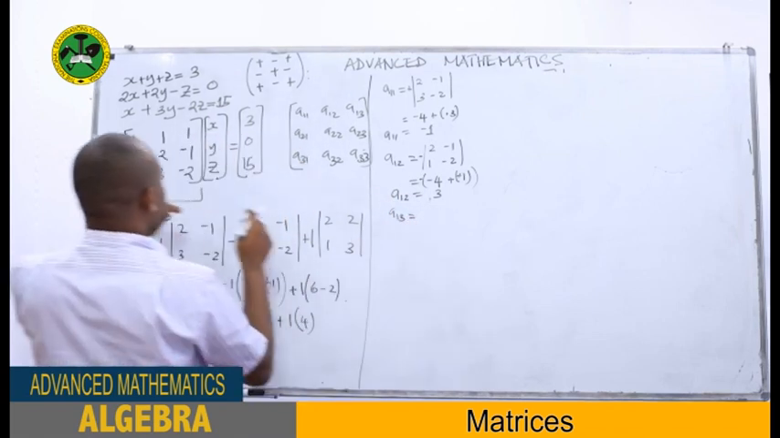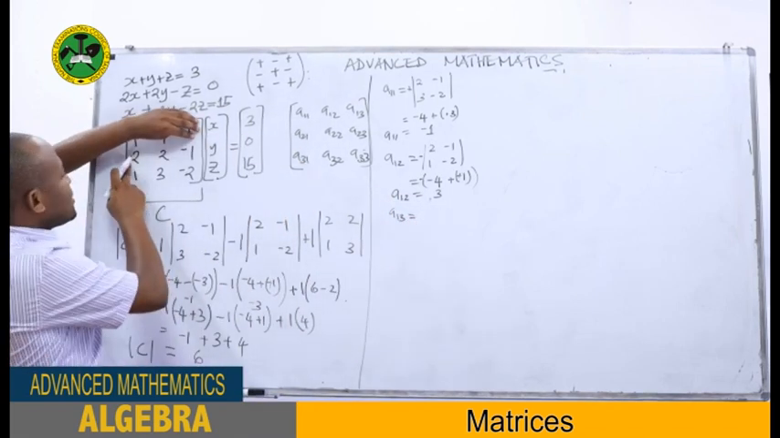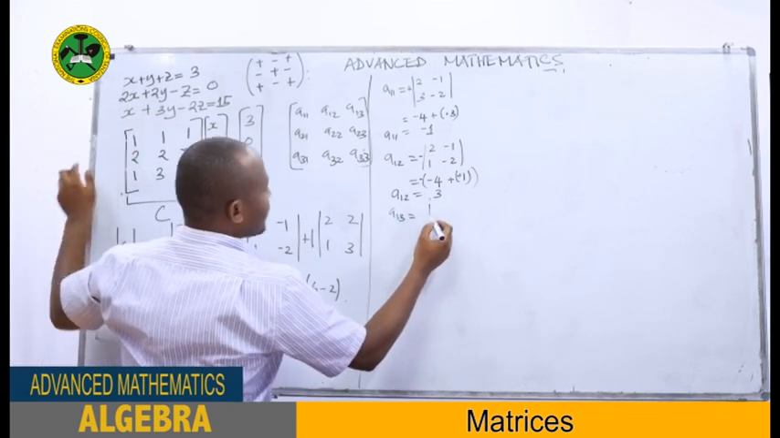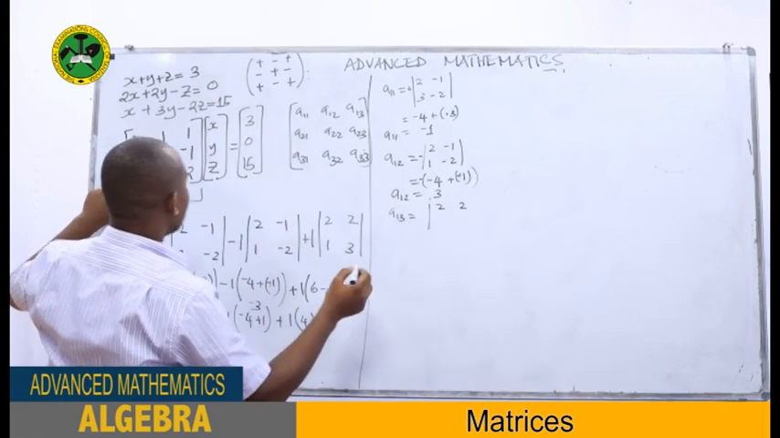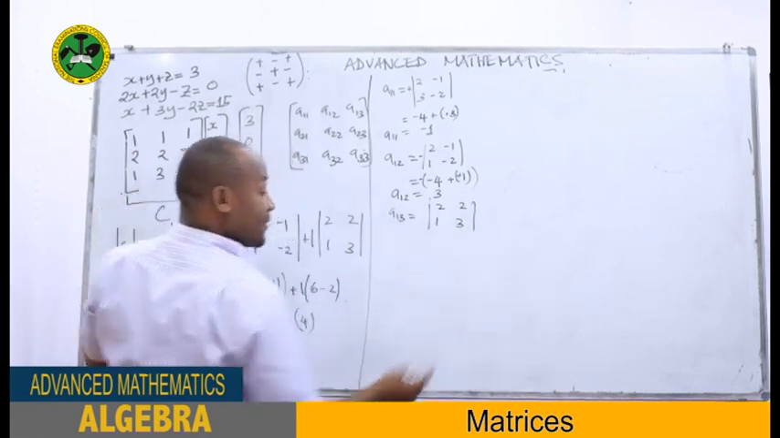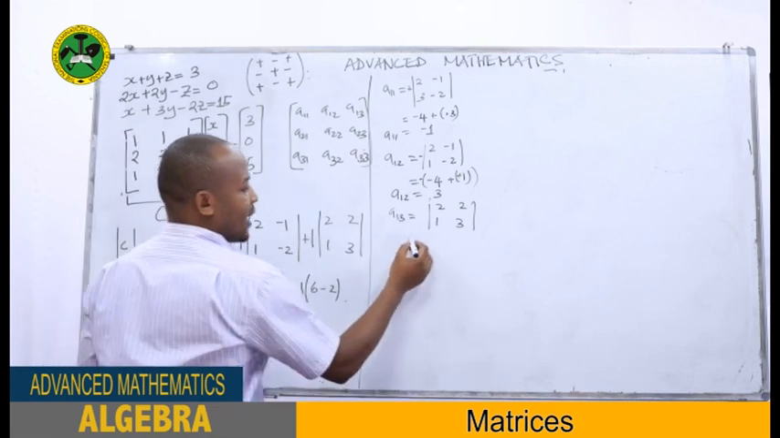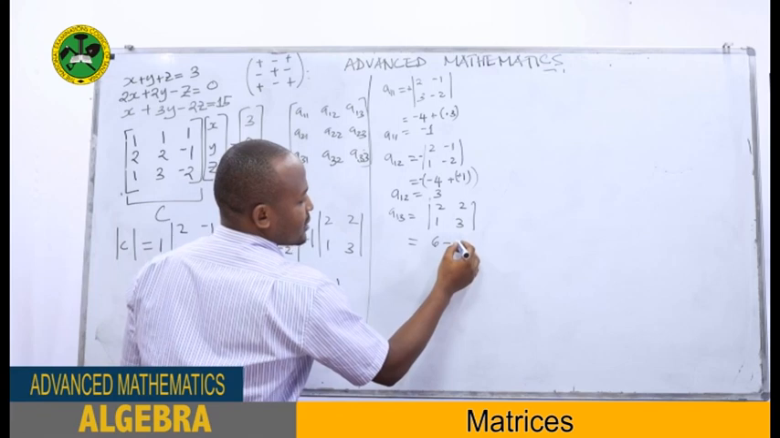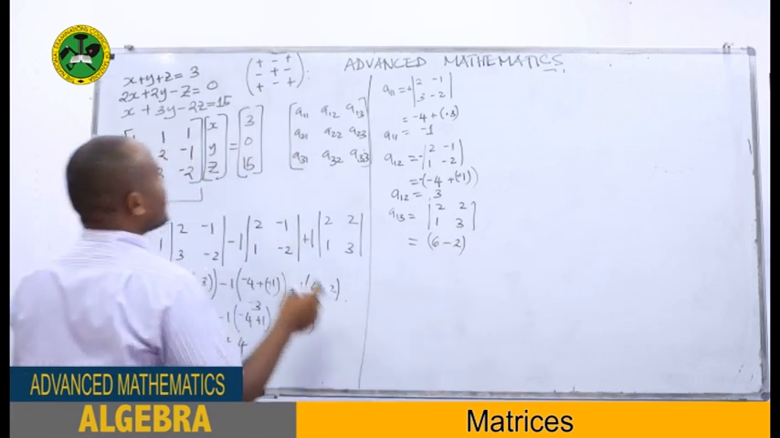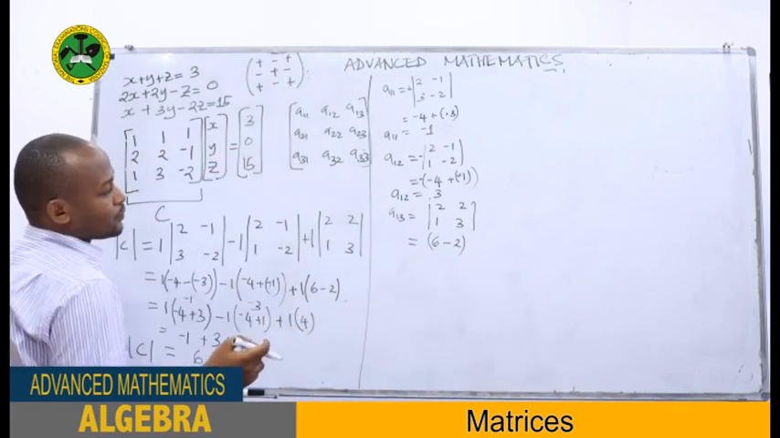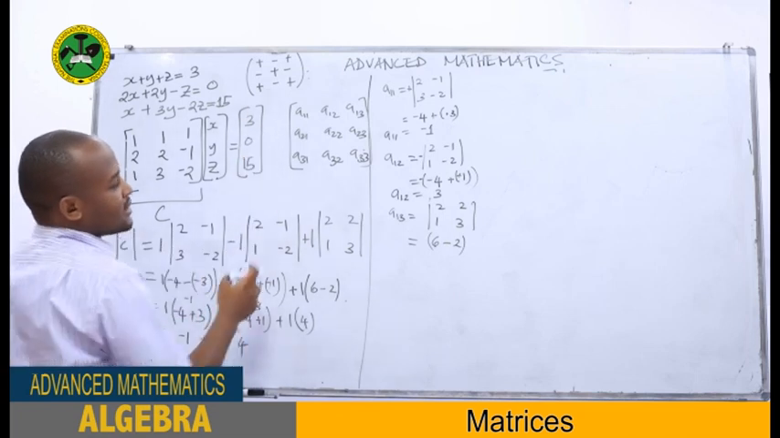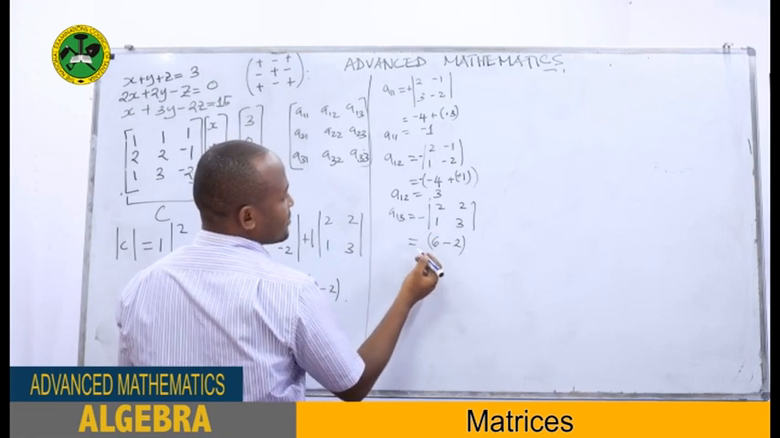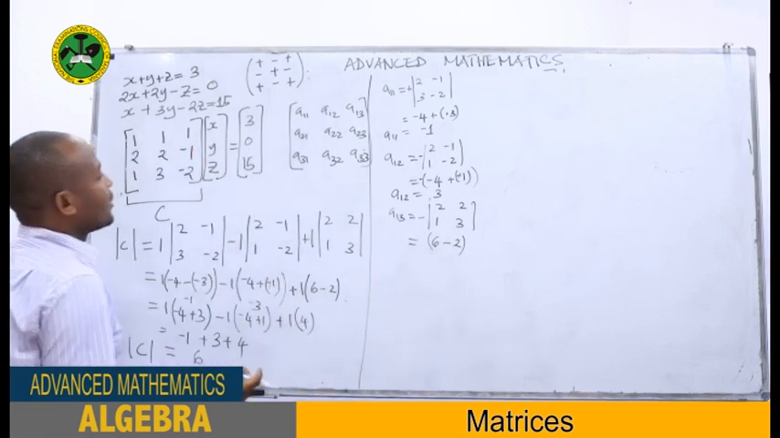Now let's go to A13. Equals to what? We are talking about that position there. That means 2 and 2, 1, negative, and 3 are left. We have 2, 2, 1, 3 are left. Now finding the determinant to that equals to what? 6 minus 2. And remember, the pattern says that is negative. That means there we are supposed to multiply by negative.